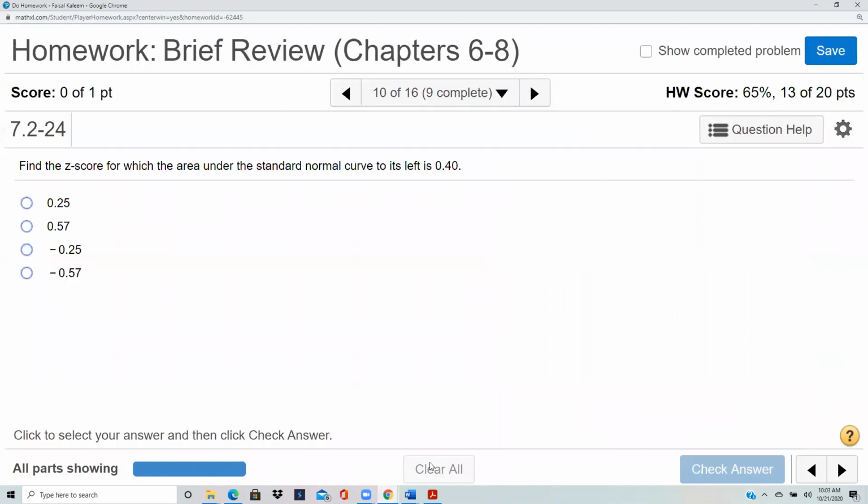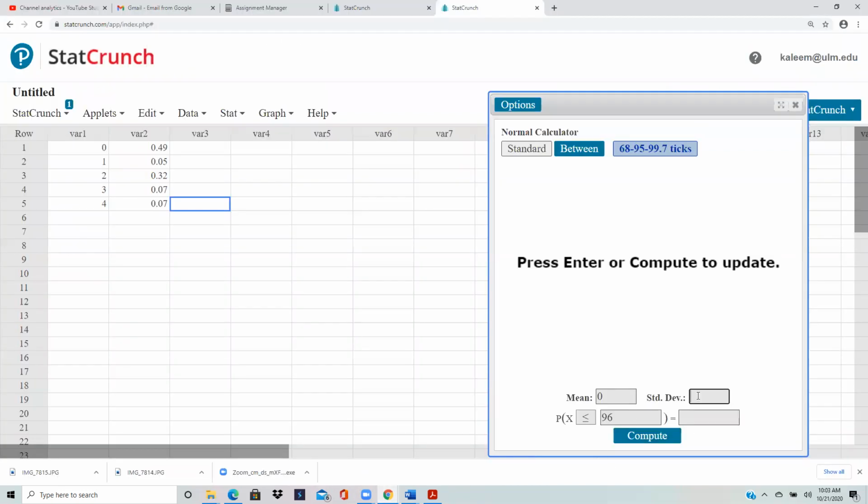And then where does this 0.4 go? Wouldn't it go after the less than? Is it the area or is it the z? Let's test your English skills. Is the 0.4 the area or is the 0.4 the z? It's the area. So where does it go? So it'll go in the area box to the right of the equal sign.